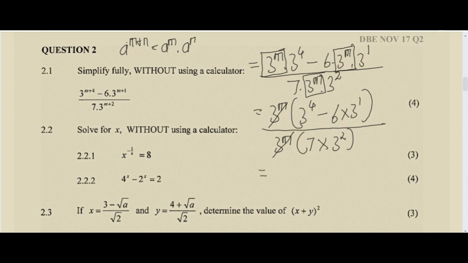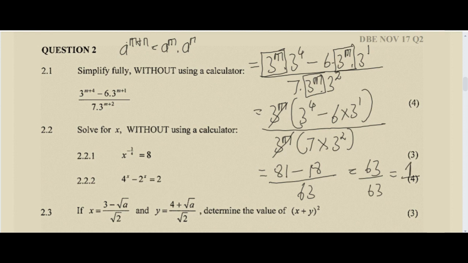Now at this point, you can just say 3 to the exponent of 4 gives us 81. And then what is 6 times 3? That is 18. And then over 7 times 3 to the exponent of 2, we know that's 9. So 7 times 9 gives us 63. And then 81 minus 18 is 63. Then divided by 63, that equals 1. Right. So that's how you could have solved that one.